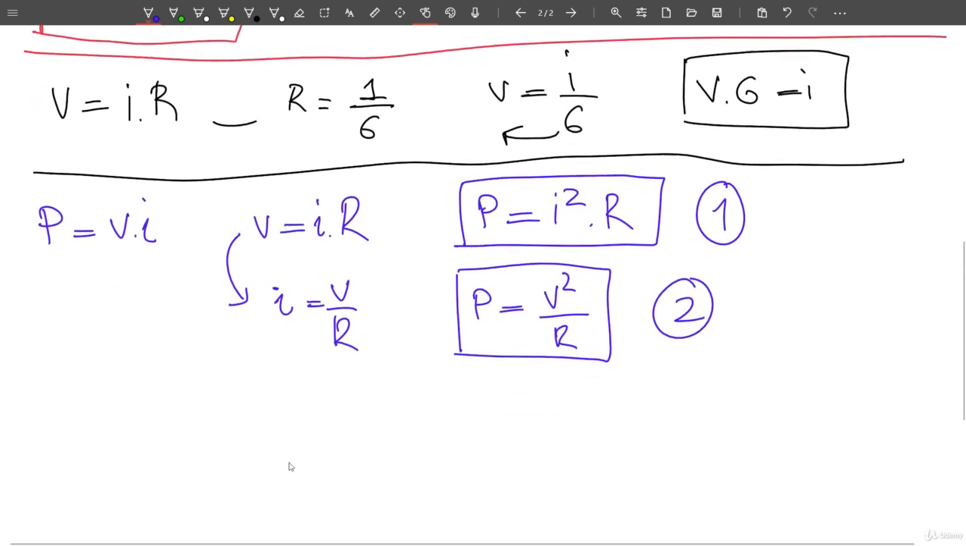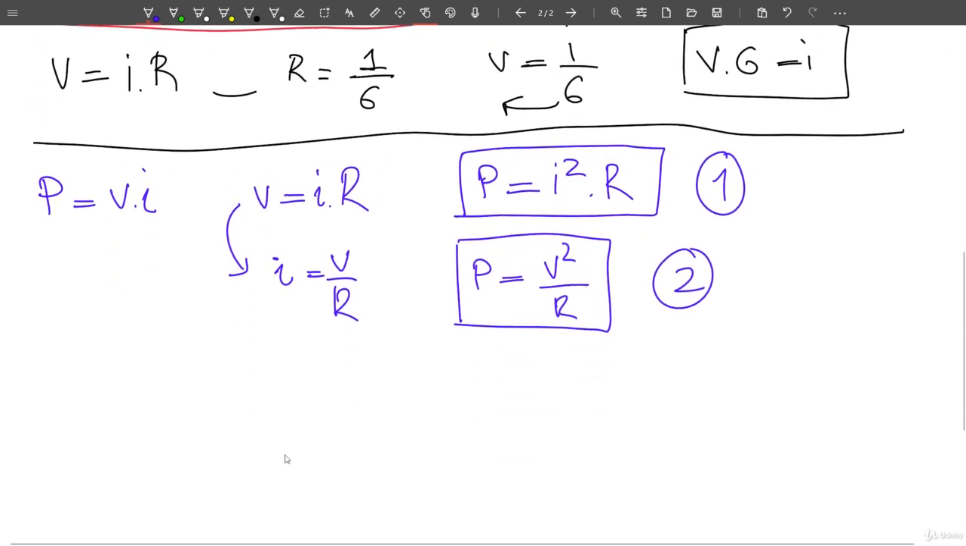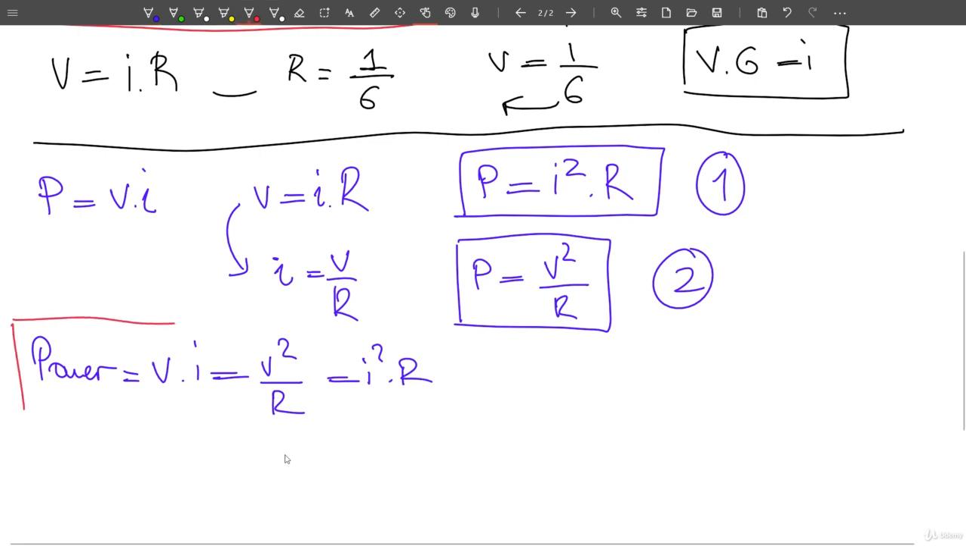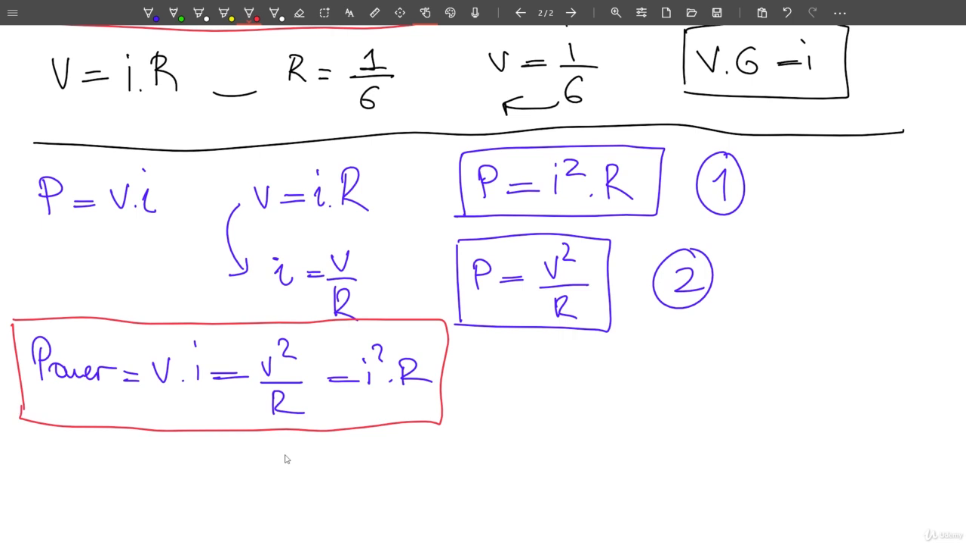We can say we actually have three different formulas for power. Let me write it in here. Power is equal to V times I, and also V squared over R, and also I squared times R. We can use these formulas just in case we might need this information.